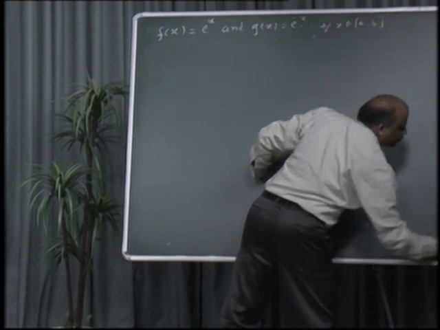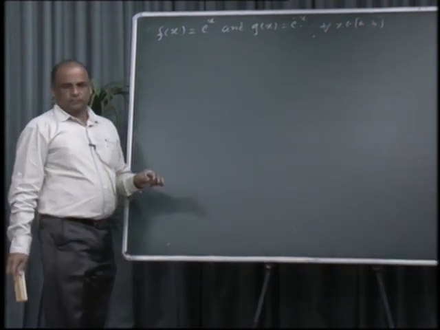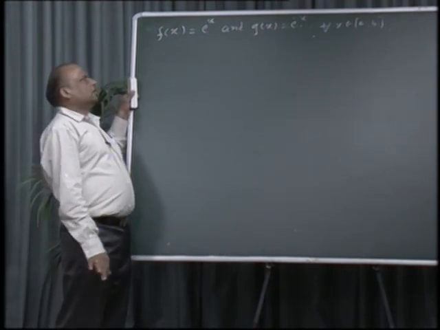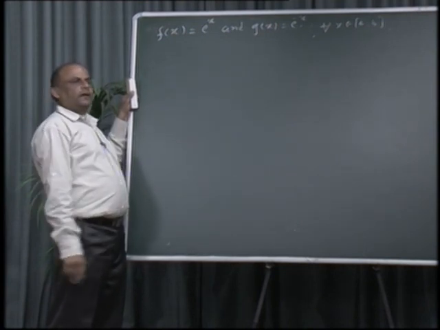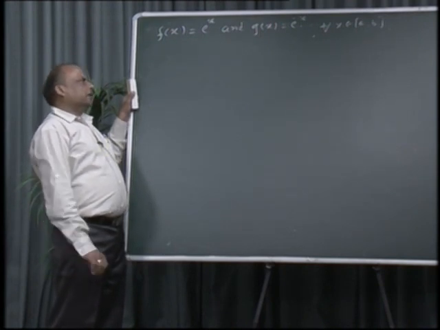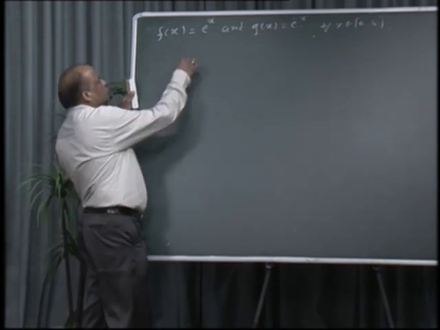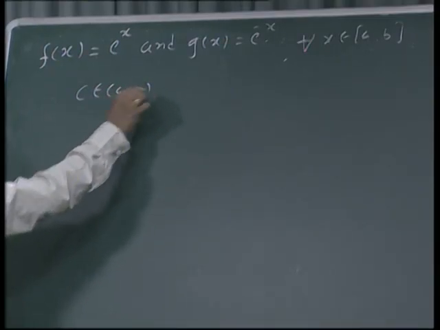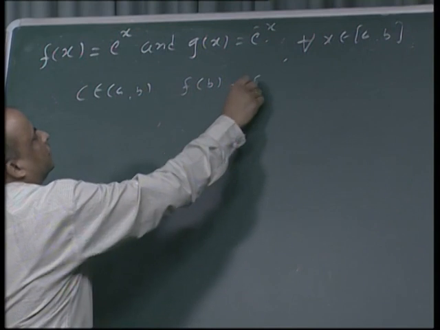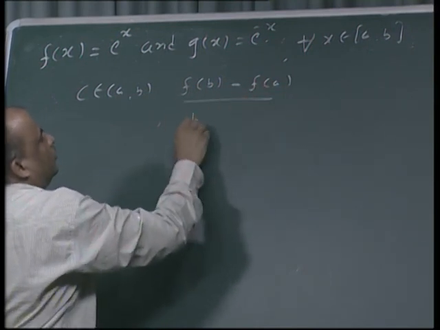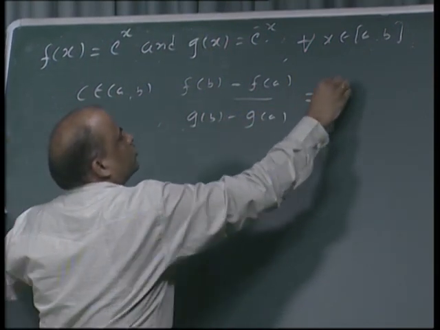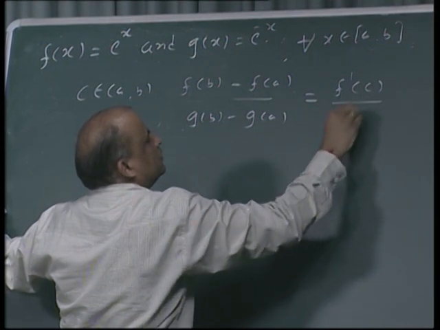For the hypothesis, both are exponential functions, very standard functions, and they are continuous as well as differentiable. So both functions satisfy the hypothesis of Cauchy's mean value theorem, and therefore there must be at least one c belonging to (a, b) that satisfies the conclusion, that is, (f(b) minus f(a)) upon (g(b) minus g(a)) equals f dash c upon g dash c.